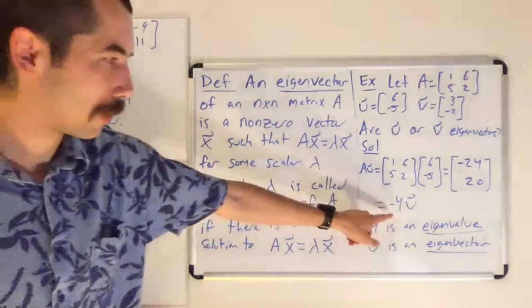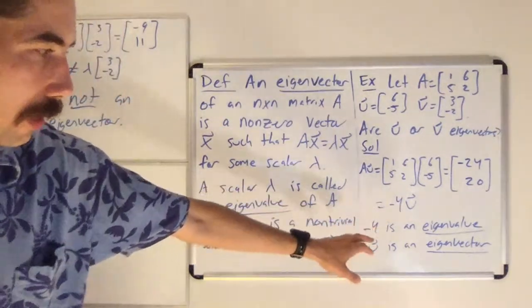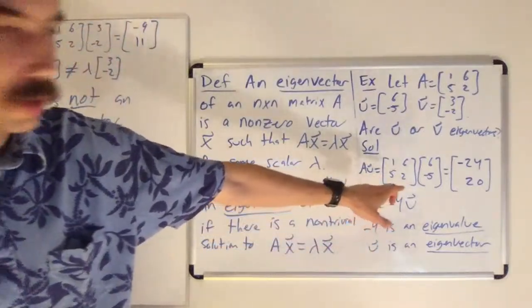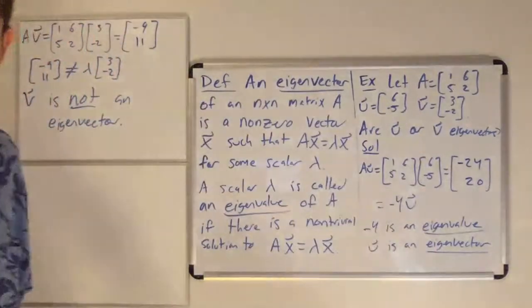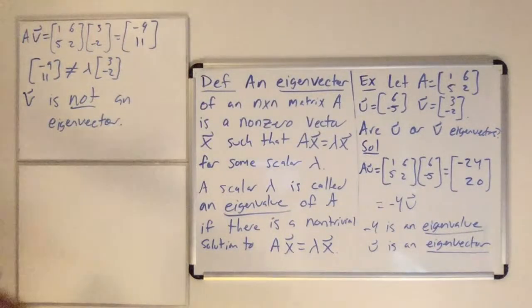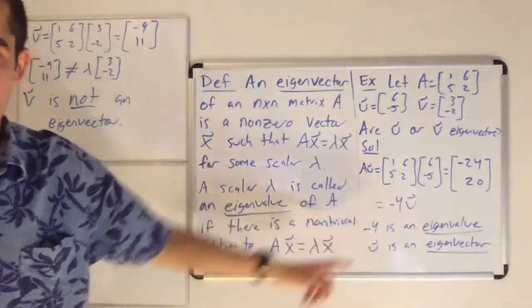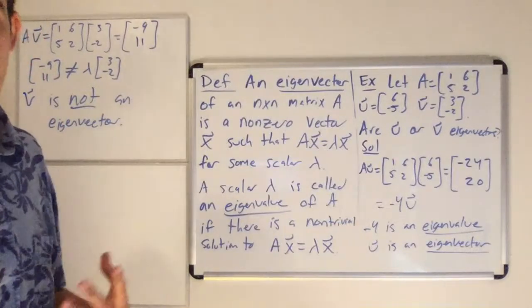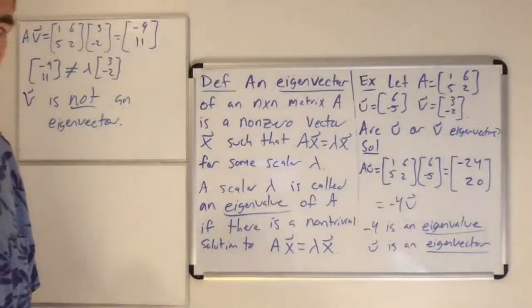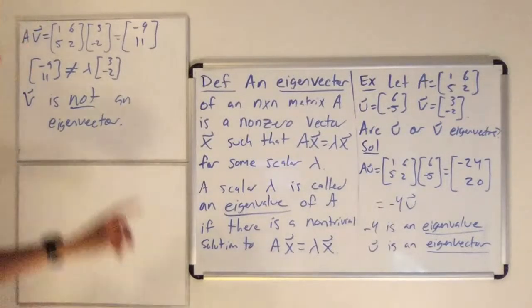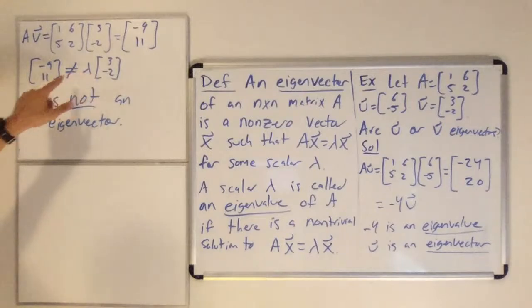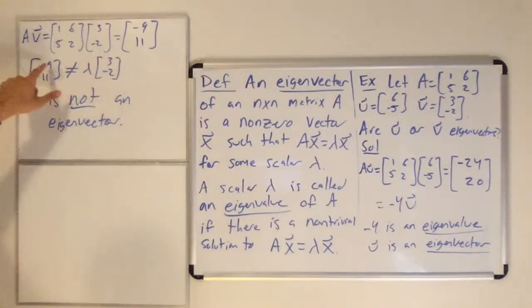But okay, just to recap. U is an eigenvector, right? Because when you multiply A times U, you get a scalar multiple of U. And that scalar is -4, and we call -4 the eigenvalue. Okay, and then if we try to do the same process with V, we don't get a scalar multiple, right? Because we would want lambda to be -3, but that doesn't work out with the second component.